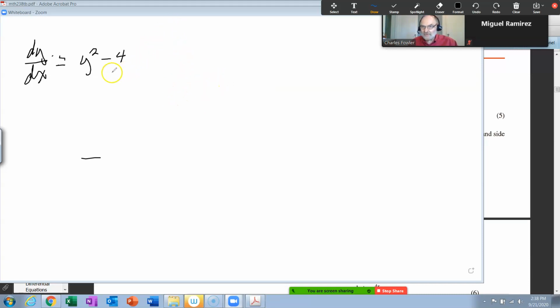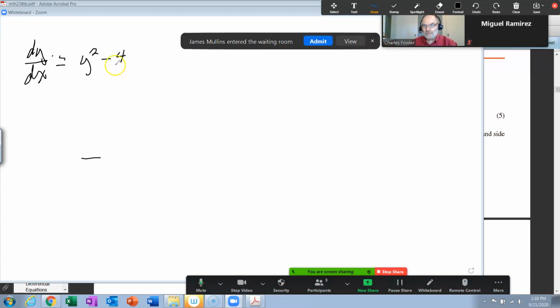But when we were talking about this before, we called this an autonomous differential equation, and we would have said that it has critical points.